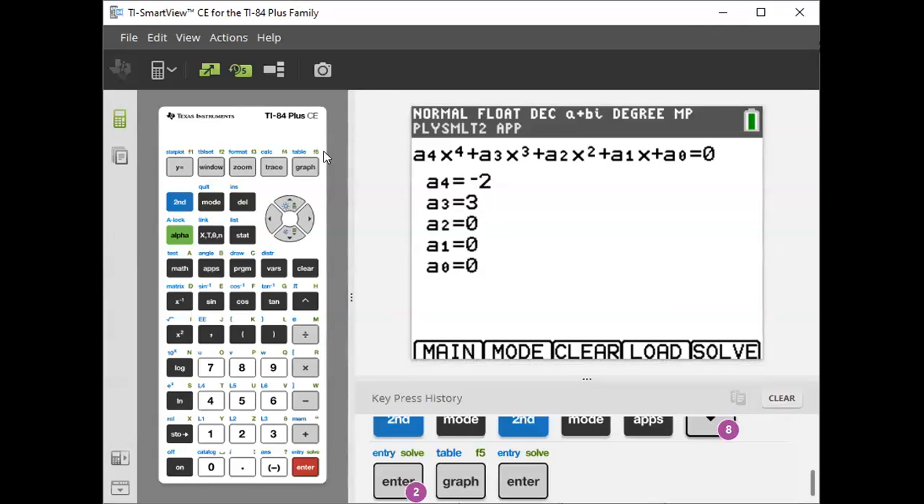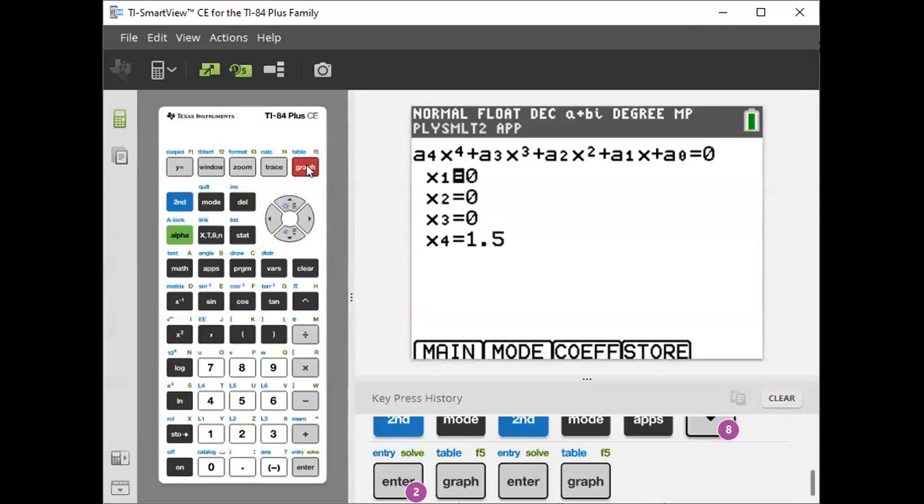I would like it to solve it for me, so I'm going to hit graph because graph button is right underneath the solve, and it tells me 0, 0, 0, 1.5. Okay, is everybody good with that?